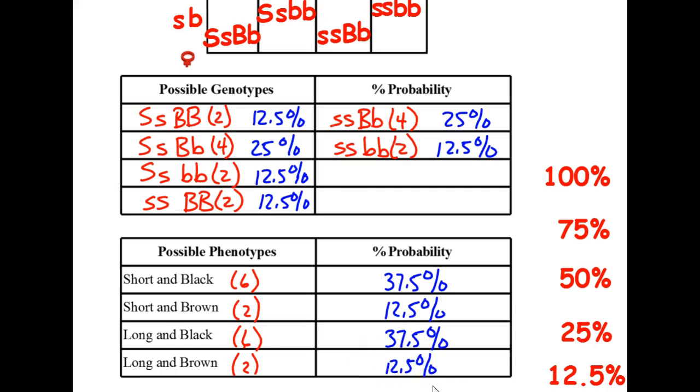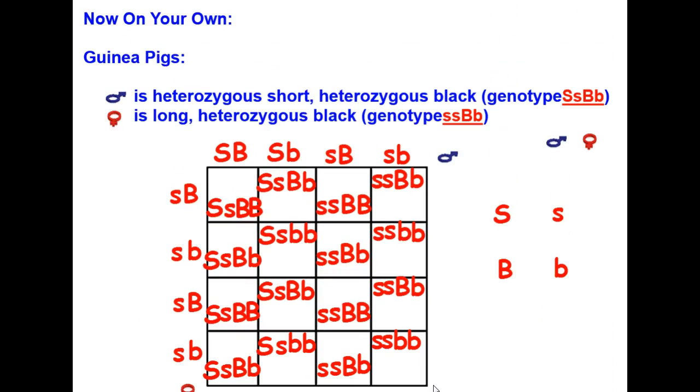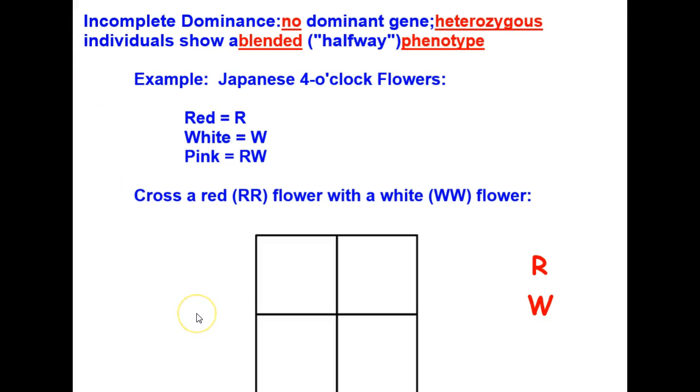You need to ask about this in class if you're not sure and don't understand. And for now, we're going to move on to 2 other concepts. The first one being incomplete dominance. Incomplete dominance is when there is no dominant gene. Heterozygous individuals then show a blended halfway phenotype.